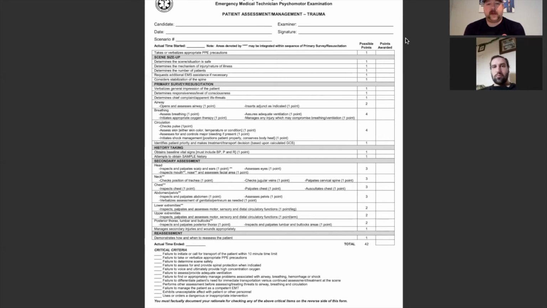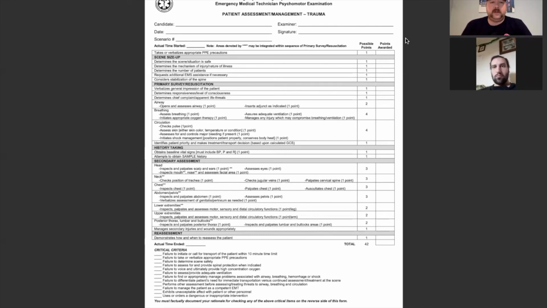That's where I'm going to assure the adequate ventilation as well. At this point, because of his low breathing rate, I'm going to initiate high flow oxygen, and I'm going to manage any injury which may compromise the ventilation and breathing. As I said, there's some blood around his lips. So I'm going to look in his airway, and what I do see is a little bit of blood in the back of his airway and a couple of broken teeth. So at this point, I'm going to suction the airway and ensure he doesn't aspirate any fluids.